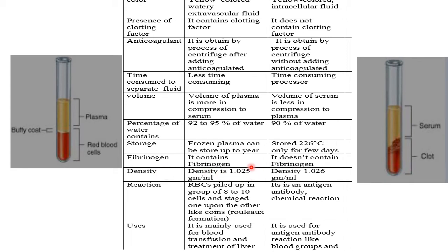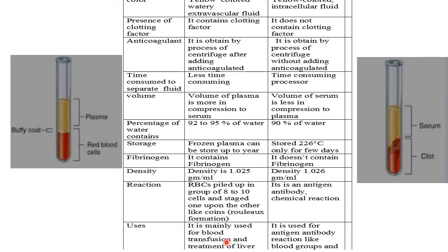Density is more here and less there, but it is written wrongly here. It is 1.026 here and 1.025 grams per milliliter there. So you will find density is more because of fibrinogen. And for reaction, it is not an antigen antibody reaction, it is a Rouleaux formation. What is Rouleaux formation? That is 8 to 10 RBCs piled up one above the other, and it is simply an antigen reaction.